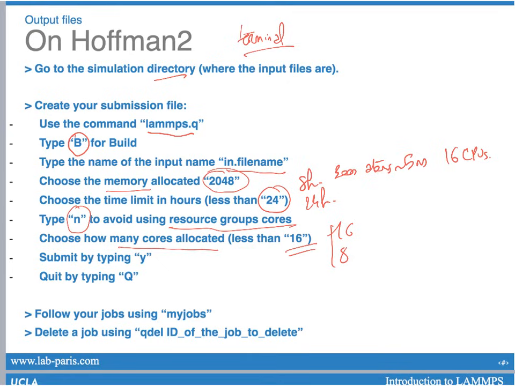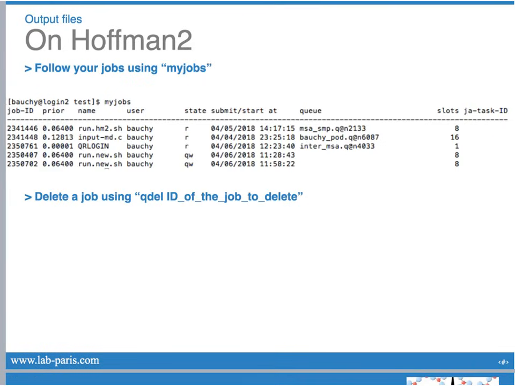After that, the script will ask you whether you want to submit your simulation now. If so, you will type Y for yes, and then you will just type Q to quit, and your simulation will start running. At least it will be added to the queuing list, and you will be able to see what the priority of your job is, and you can see when it is likely to start.